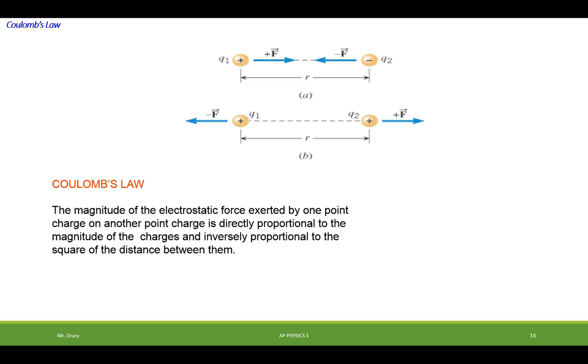The magnitude of the electrostatic force exerted by one point charge on another point charge is directly proportional to the magnitude of the charges and inversely proportional to the square of the distance between them. This is summarized by this equation, where this is the force, the magnitude of the force. That's why these are in absolute values. K is a constant, this is the charge on one object, this is the charge on the other object, and this is the distance between them squared.